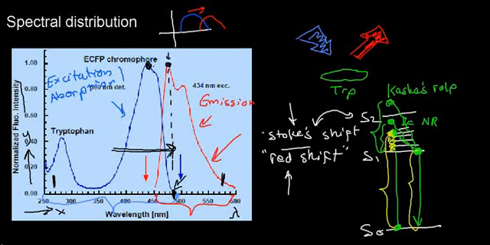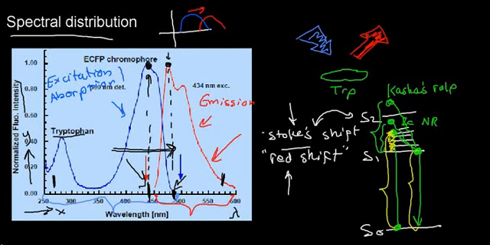And I also have the excitation spectra maxima, which is the wavelength right here, which is ideal to excite this specific fluorophore. So this is the excitation maxima and the emission maxima. So this is our spectral distribution.